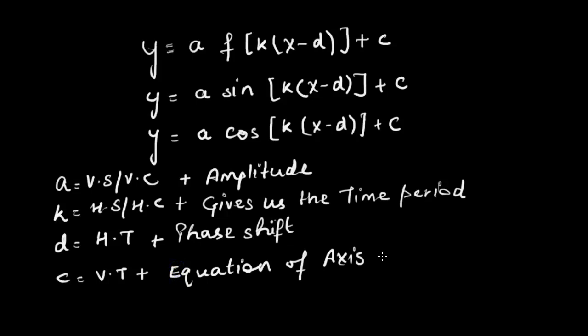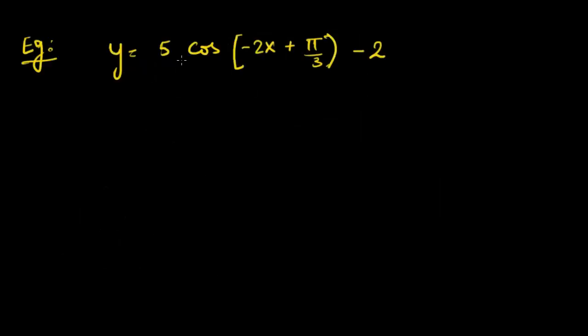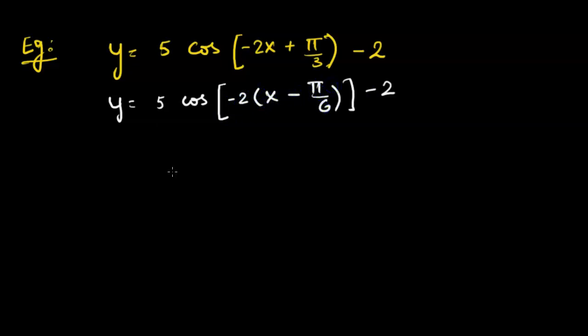Let's understand the transformations and turn the equation into a graph using an example. Let's say we are given the equation y = 5 cos(-2x + pi/3) - 2. We have to describe the transformations for this equation and also draw its graph. The first thing we have to do is factor k out of the x and d bracket. So we factor -2 out, and we are left with (x - pi/6) - 2. This is because when we divide pi/3 by -2, we are left with -pi/6.